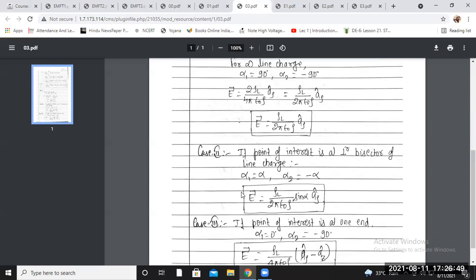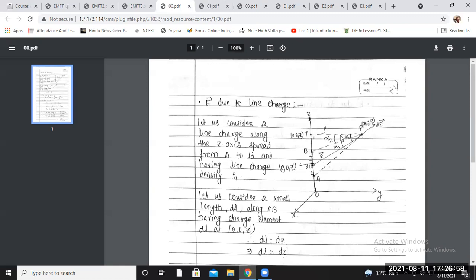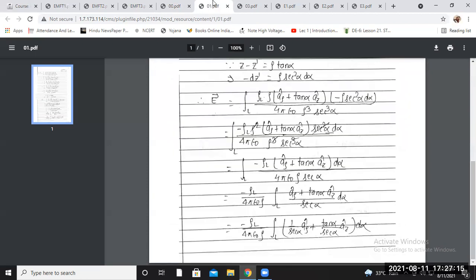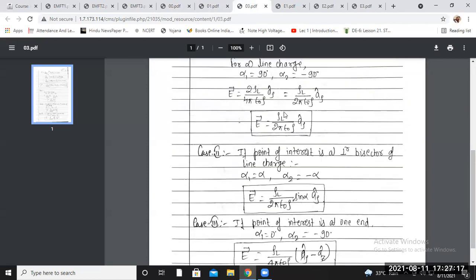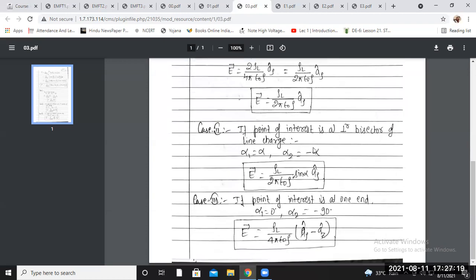Okay. In case 2, you can see that the point of interest is at the perpendicular bisector of the line charge. Perpendicular bisector of line charge means, let us say this point P lies at the midpoint from A to B. Let us say this AB has a length of 10 meters. So this point P lies at 5 meters, that is in between the points A and B. In that case, alpha 2 and alpha 1 will make an equal angle with the point P.